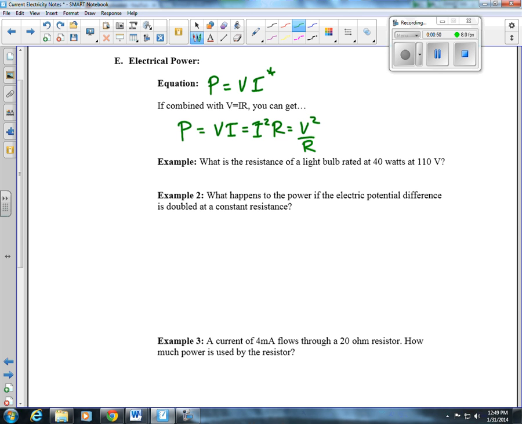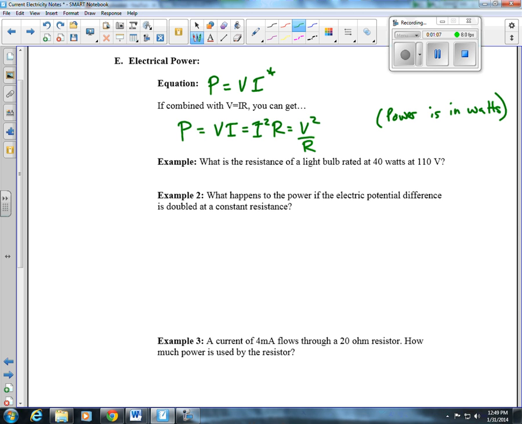So here's an example. What is the resistance of a light bulb rated at 40 watts at 100 volts? Remember, power is in watts. Make a note of that. Okay, we learned that back in our mechanics unit.